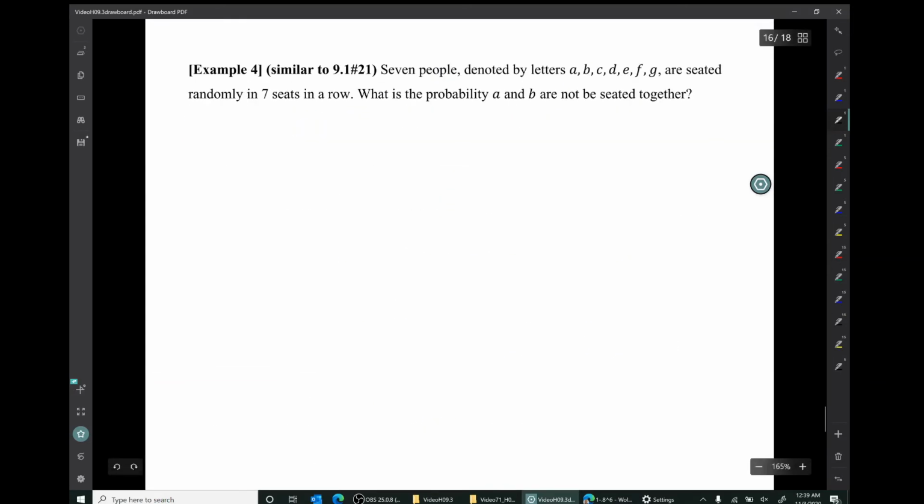Let's go on. Example 4. 7 people, denoted by letters A, B, C, D, E, F, G, are seated randomly in 7 seats in a row. What's the probability that A and B are not seated together? Well, what we should do is count the number of seatings that are possible with 7 people, and then count the number of seatings where A and B are seated together. Now, the word that we want to use here is permutations. We're interested in the number of arrangements of 7 people in 7 seats. So that is, we're interested in the number of permutations.